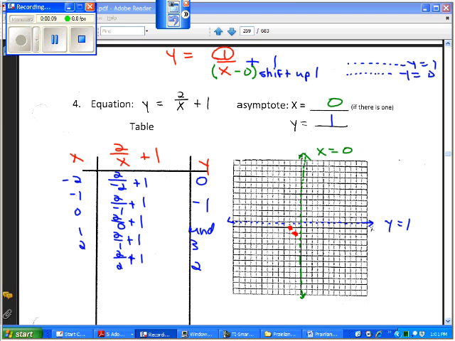We have the point 0, undefined, which is the asymptote when x equals 0. We're sitting on that green line, so it's undefined there, which we knew. 1, 3 would be to the right 1, up 1, 2, 3. So we're sitting right in there. And then 2, 2 would put us right here.